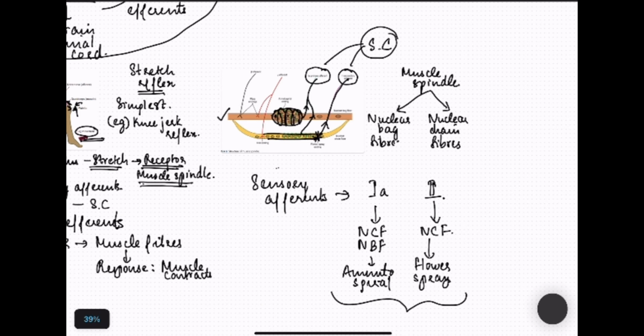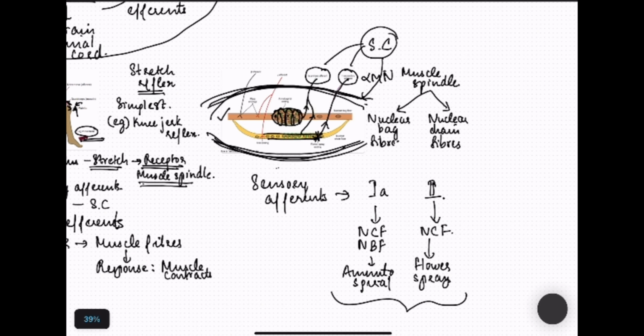And the spinal cord in turn, by the alpha motor neurons, brings it to the extrafusal fibers, which lie around these 2 fibers. The extrafusal fibers bring about the contraction of the muscle, as I said before. So this is the knee jerk reflex in a nutshell.